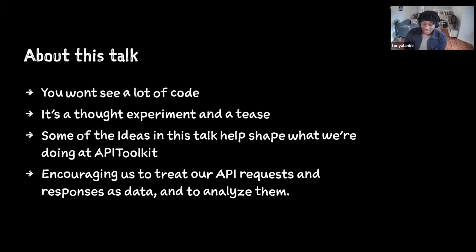In this talk, you won't see a lot of code. It's more of a thought experiment and a bit of a tease. The entire goal of this talk is basically to encourage us to rethink how we treat our APIs and to treat them as data, analyze them, get insights from them, and prevent a lot of issues through this analysis.